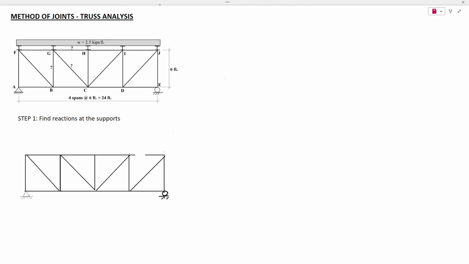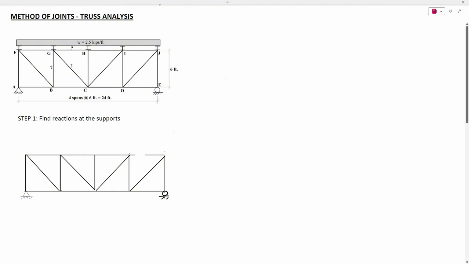Alright, let's solve this truss with the method of joints. The objective of this analysis is to find the member forces for members GH, GC, and GB. We have a UDL load on the top of the truss, beams on top, and the truss is simply supported, symmetric about member GH.